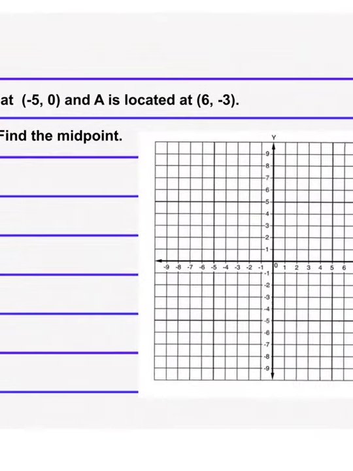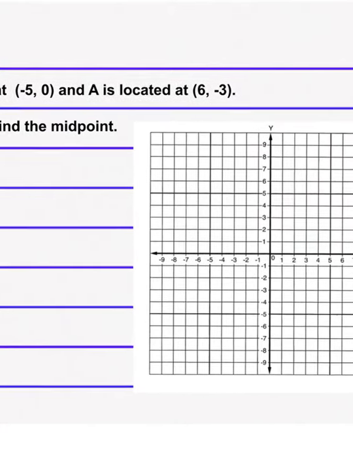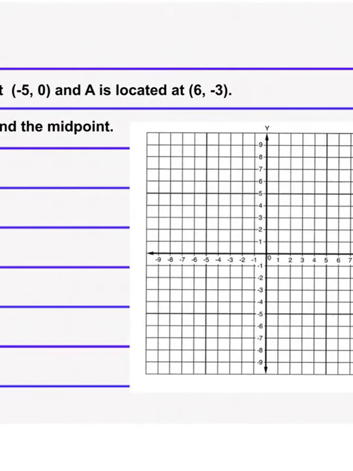So let's try one more. This is a similar problem, example 6. You've got H at point (-5, 0). A is located at (6, -3). Find the midpoint. Pause the video, set up your problem, set up your graph, try using the formula, and see if you can get it. My hint to you: there are going to be decimals or fractions in your answer, and that's okay. That doesn't mean you're wrong.